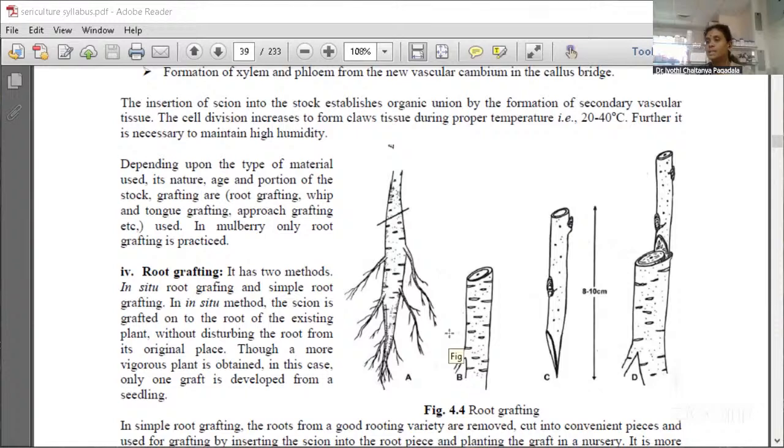What are the basic principles of grafting? The basic principle of grafting is compatibility of the stalk and scion. The next one is maximum cambial contact between the scion and stalk. And the other one is local availability of the stalk and the superiority of the scion.